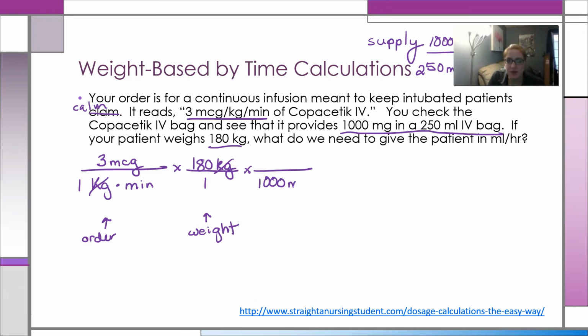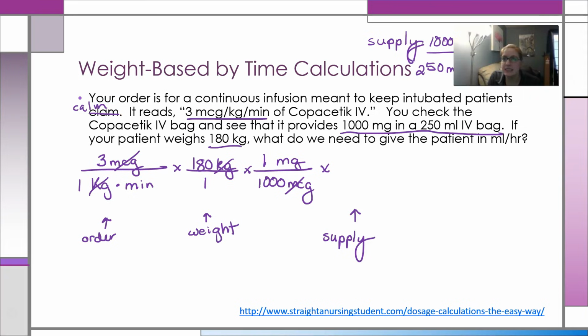1,000 micrograms is 1 milligram. It's like our favorite conversion. We just keep on using it until it's stuck in our brain and we're never going to forget it. Once we get that conversion, notice the micrograms fall away. Now we have milligrams. Great. It matches with our supply, which we can go ahead and throw in there.